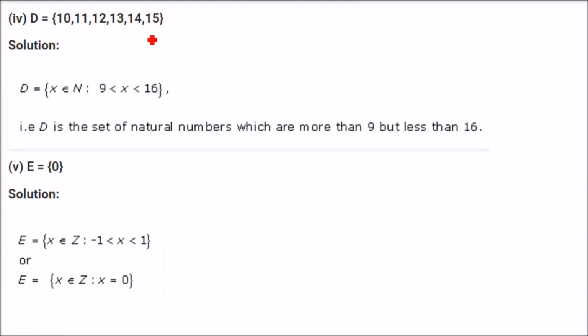Next is 10 to 15. So we just have to give the restriction because we know that these are natural numbers. So we just say X belongs to n, but there is a restriction on X, that is it is greater than 9 and it is less than 16. It is greater than 9, because after 9 comes 10. 10, 11, 12, 13, 14, 15, and then after this we have 16. So we will write here X belongs to n, and X is between 9 and 16.